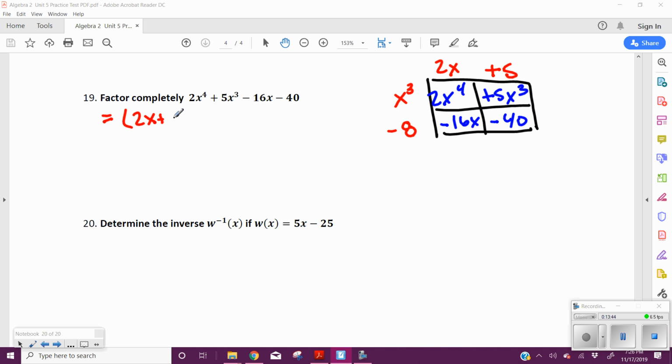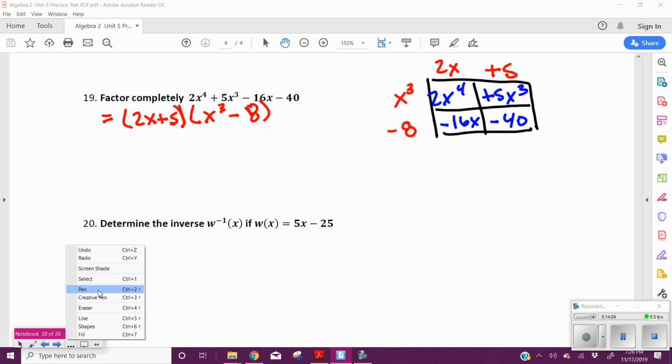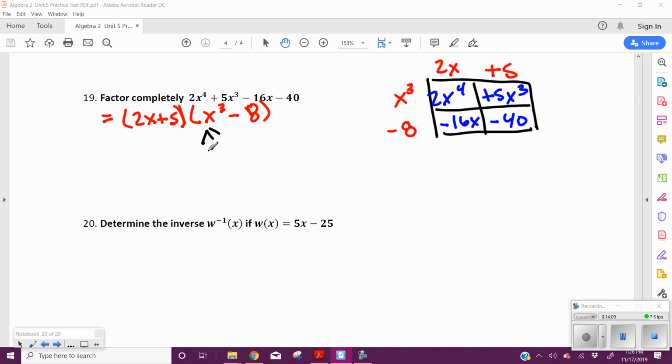So far, my factors are going to be 2x plus 5 times x to the 3rd minus 8. And then I recognize that x to the 3rd is a perfect cube, but 8 is also a perfect cube. X to the 3rd is a perfect cube because it is x times x times x. 8 is a perfect cube because it is 2 times 2 times 2. So this is a difference of cubes because of the minus sign.